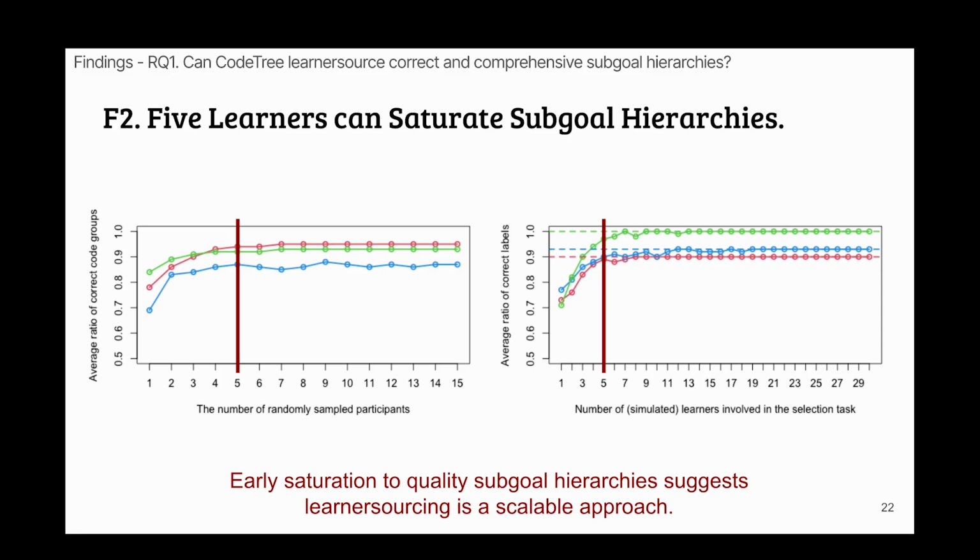We also looked into how fast we can create subgoal hierarchies. We ran a simulation where randomly sampled participants performed the generation and selection tasks. The figures show how an increasing number of participants affects the subgoal hierarchy quality in terms of code groups and subgoal labels, respectively. We observed that the quality saturates around 5 learners, indicating that learner sourcing is a scalable approach to generating quality subgoal hierarchies.